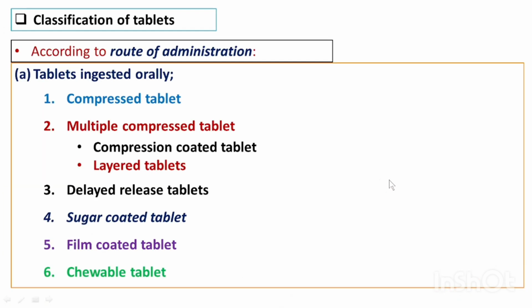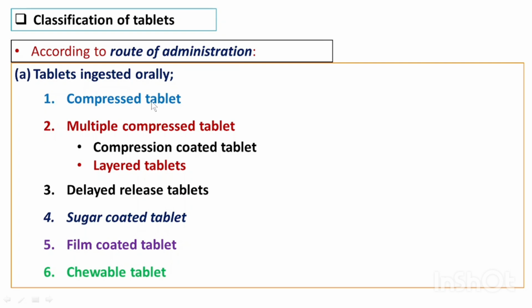Next, its classification. We have discussed the definition, the advantages and disadvantages, and also the ideal characteristics of a tablet. Coming to the classification of tablets, we can classify them according to the route of administration. We know that tablets are a single unit dosage form, in solid form. According to routes of administration, the first one is tablets ingested orally. These are tablets which we need to take by the oral route.